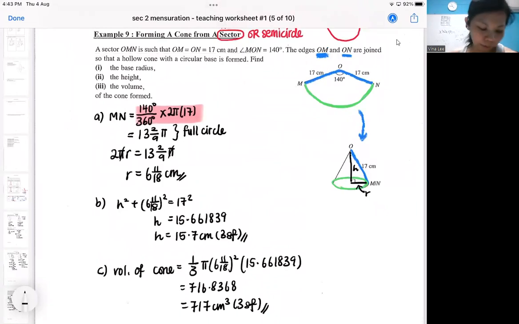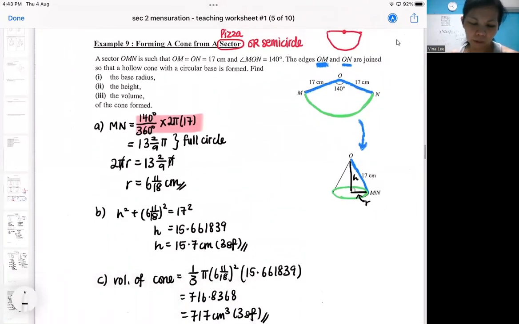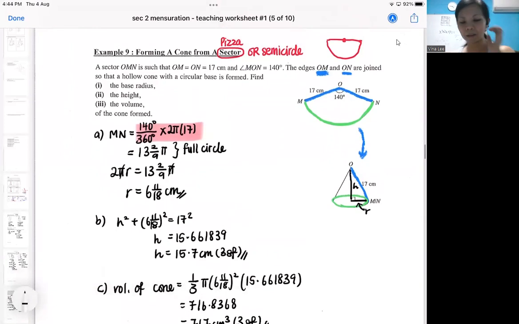Okay, so don't worry about the pizza thing. The pizza thing is actually dependent on the angle. If I got a very huge angle, instead of 140, maybe I got 200, then the pizza is very big. Usually at Sec 2, maybe they will give you a semicircle. At upper Sec, then they give you the pizza looking shape. But anyway, even if they don't give you the pizza shape, they can give you a semicircle.